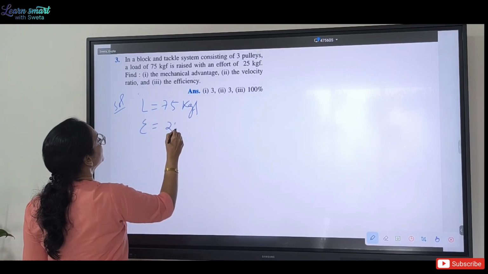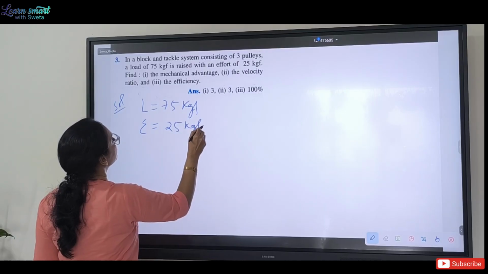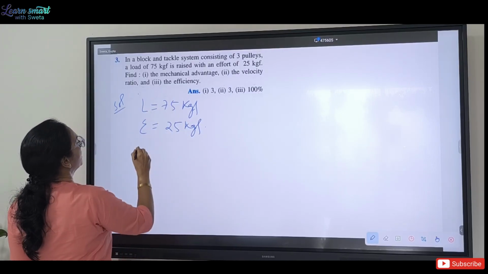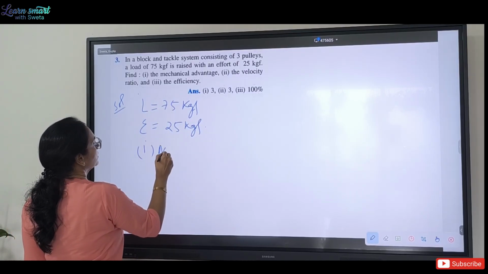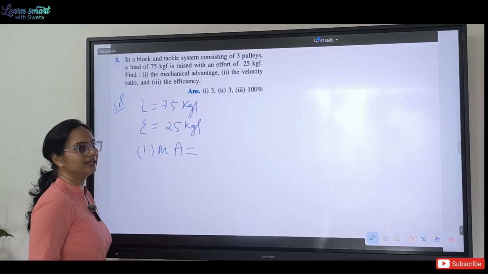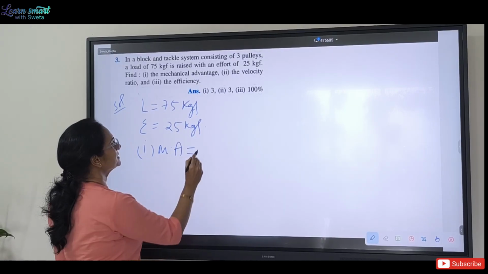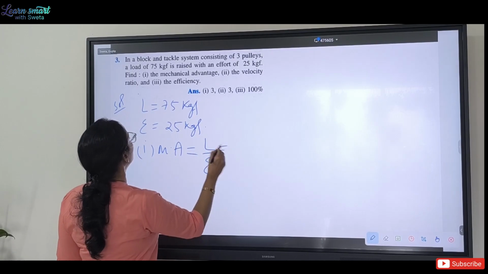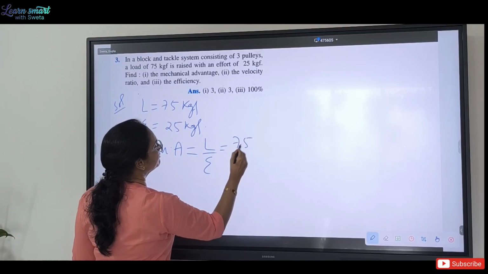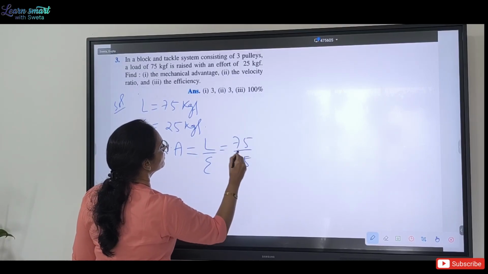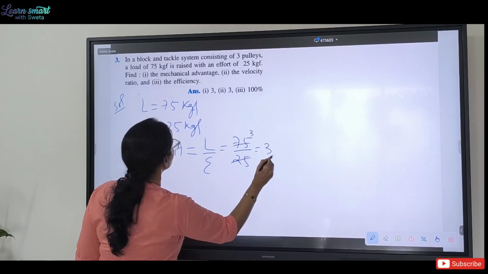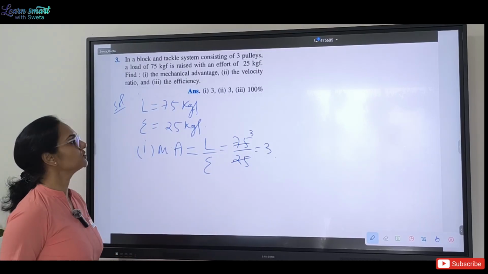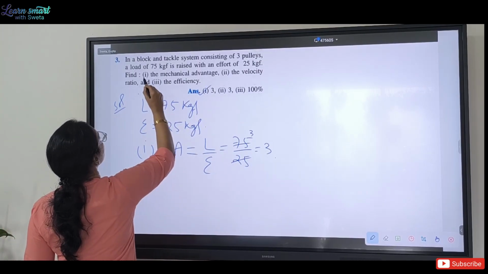Effort is equal to 25 kgf, and we have to calculate mechanical advantage. So mechanical advantage is equal to load upon effort. That same formula we will apply, and load is 75, effort is 25. So we will get 3. So mechanical advantage equals 3, and we got the first one.